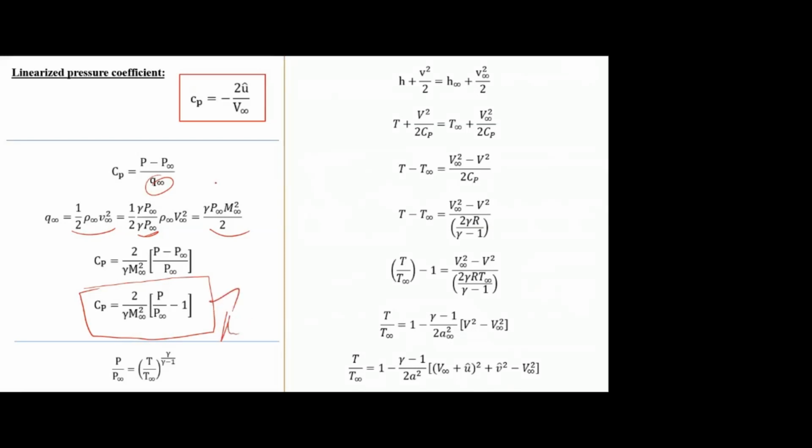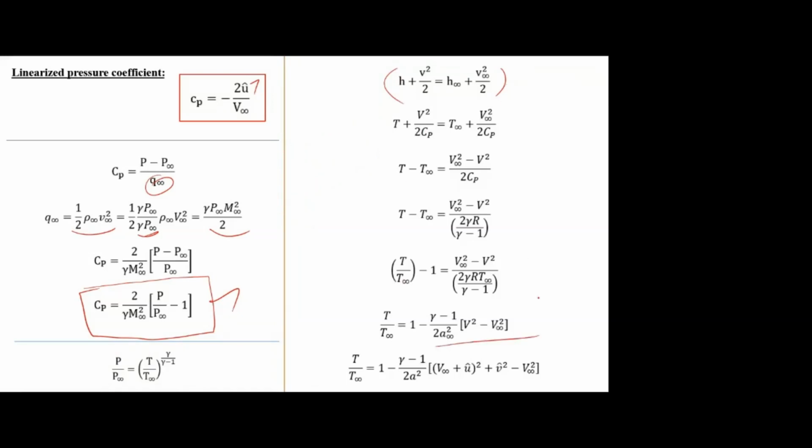I don't want this P term. Finally, I need this U term. To relate that, first I am relating P to the temperature using the isentropic relation, then temperature to the velocity using the energy equation. I want to convert this pressure into velocity. For that, first they take pressure to temperature, then temperature to velocity. This is the isentropic relation. This is the normal energy equation.